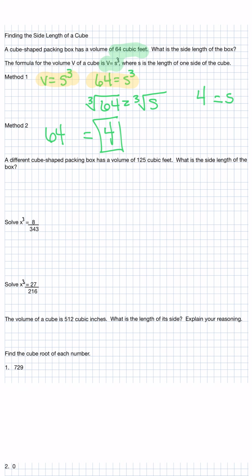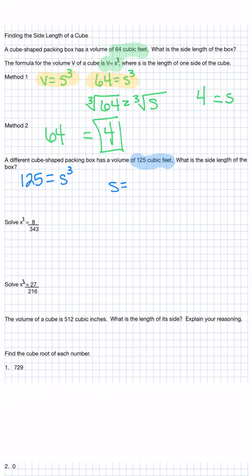A different cube-shaped packing box has a volume of 125 cubic feet. What is the side length of the box? So once again, if we mentally can know what cube equals 125, we'll know that it's 5. Or we can put it in an equation if you're not sure. So the equation would be 125 equals S to the third power.